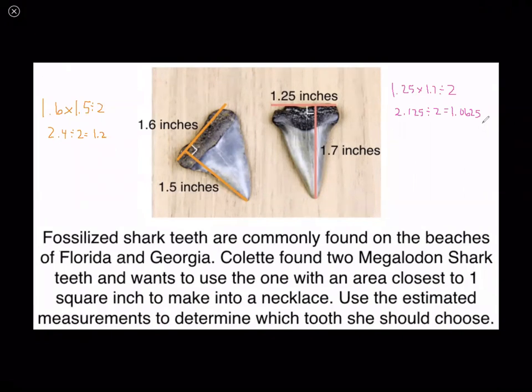Well, that would be the pink, as 1.0625 is closer to 1 than 1.2. So pink would be the way to go for that necklace.